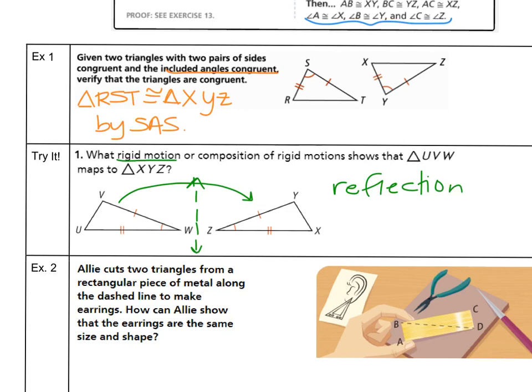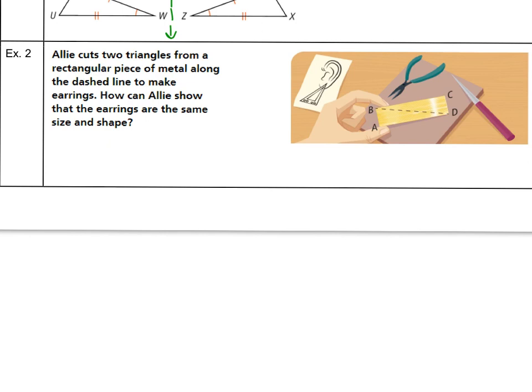And the two triangles would be congruent based on our markings, SAS. And again, remember, sometimes we won't have a lot of given information already marked on our picture. It says Allie cuts two triangles from a rectangular piece of metal along the dashed line to make earrings. How can Allie show that the earrings are the same size and shape?